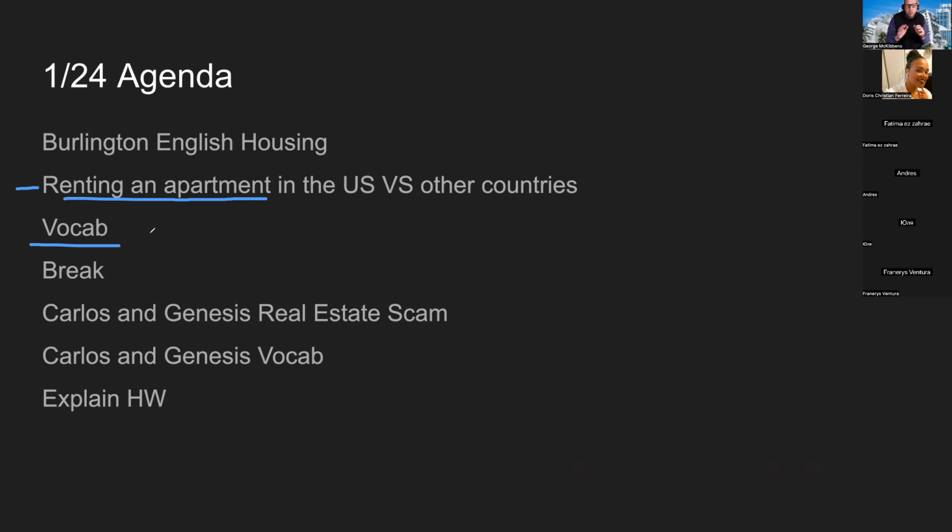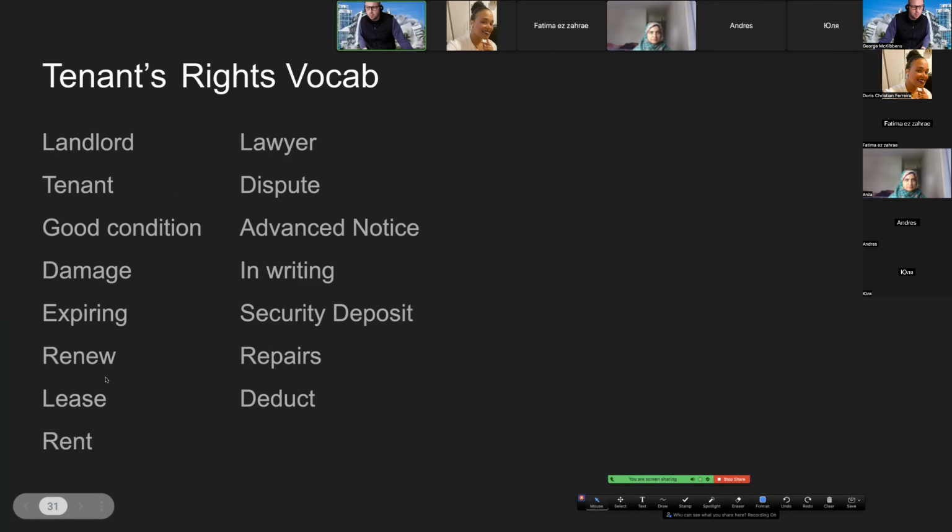So after that, we'll go right into the homework, which dovetails this Burlington English exercise, Carlos and Hennessy's real estate scam. And if you've already listened to that story or read some of the article, it's very, very engaging and will be great for conversation both today and Thursday. So there will also be more vocabulary to learn for that. And then I will explain the homework, and that is the plan. So ready or not, let's get started.